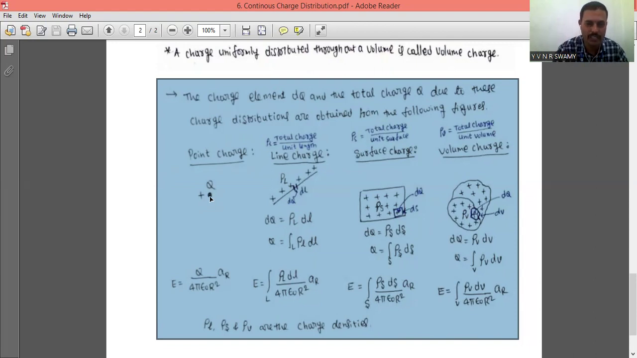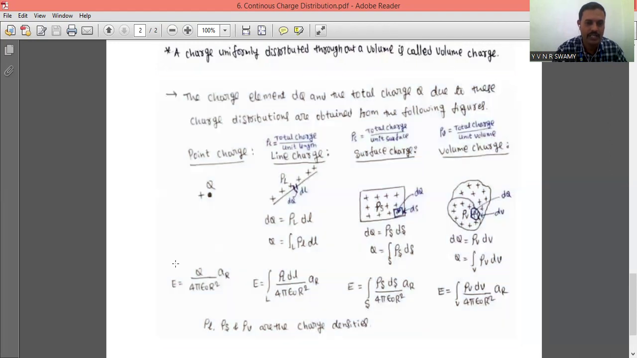This is the point charge, plus Q. Its electric field intensity is E equal to Q by 4 pi epsilon naught R square along a_R direction. So it is clear, because it was already discussed in the previous class.